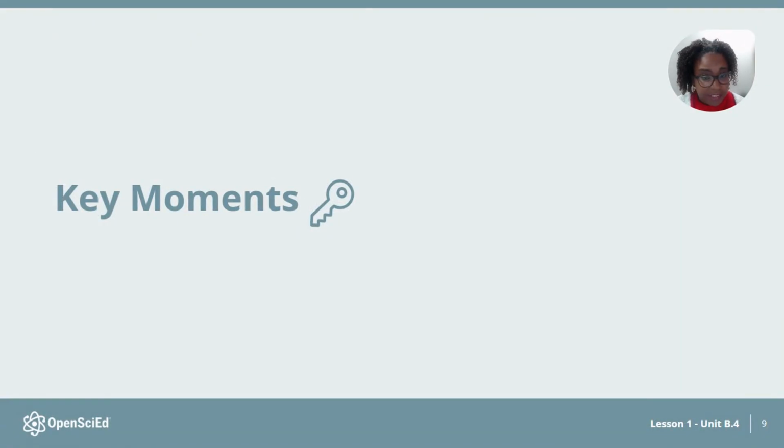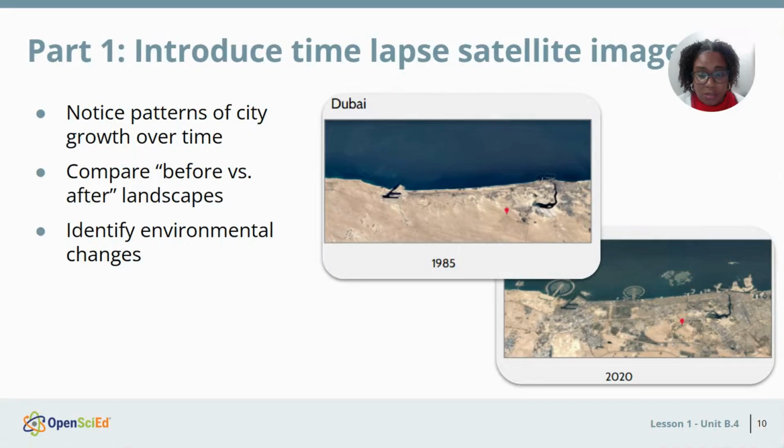So, throughout this lesson, we have several key moments. And so, the first key moment takes place at part 1. On this particular day, students are going to begin with time lapse satellite imagery of city growth. Their focus is on noticing patterns, comparing before and after, and identifying environmental changes. So at this stage, the goal is observation, and not necessarily explaining.